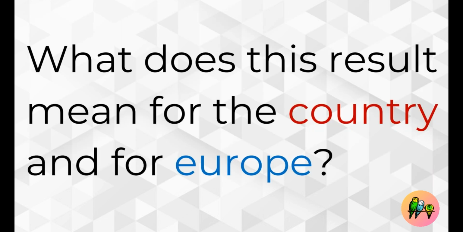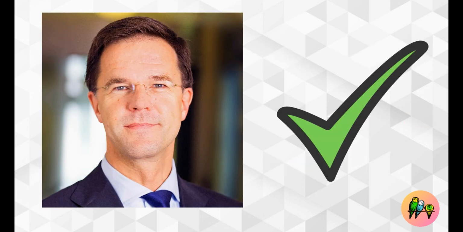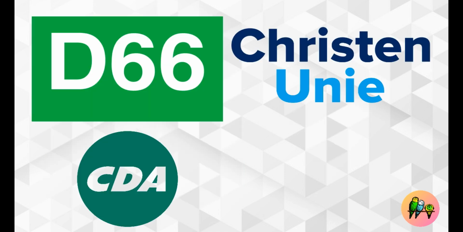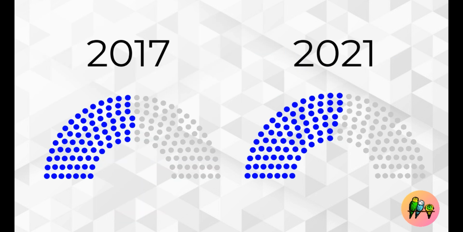What does this result mean for the country and for Europe? Well, it is very likely that Rutte will stay Prime Minister, maybe in the former coalition with D66, CDA and the ChristenUnie, another small Christian Democratic party. They would even have a slightly larger majority in the parliament compared to 2017. 79 seats, 4 more than the half of the seats. In 2017 they had 76 seats together. Well, that's not for sure though.